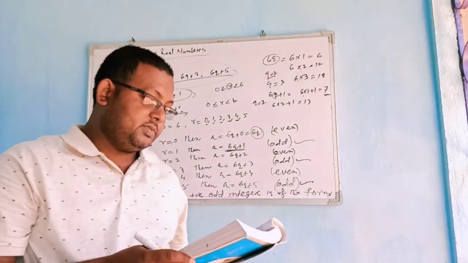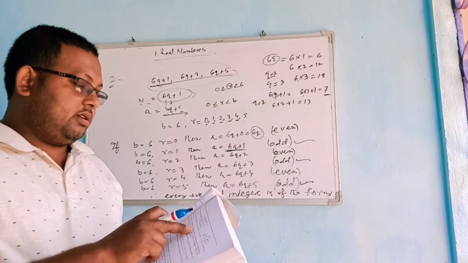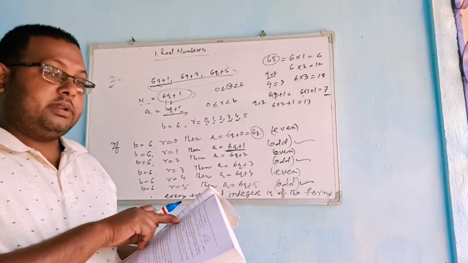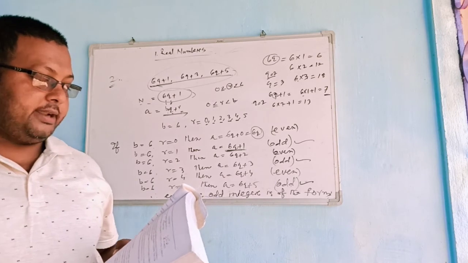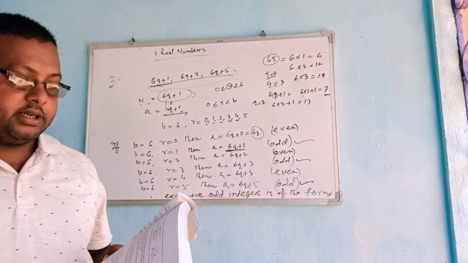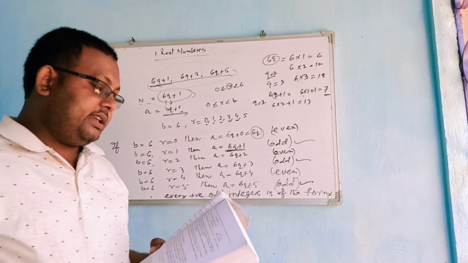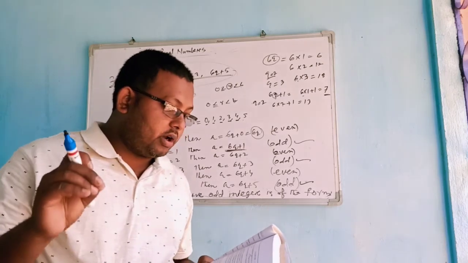Okay, that's question 3. You can go through it yourself at home. Then let us solve question number 4. Use Euclid's division lemma to show that the square of any positive integer is of the form 3m or 3m plus 1.